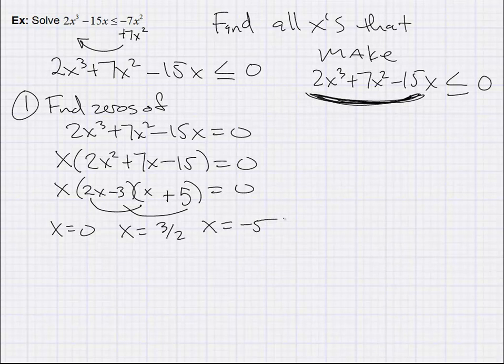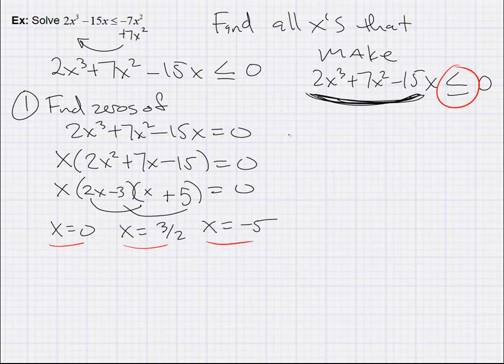So that's where my function is equal to 0, which is somewhat of what I was looking for, right? I'm trying to figure out where is my function less than or equal to 0. Well, these are where it's equal to 0, so these are some of my solutions, but there's still more, because now I have to figure out where it's less than 0.